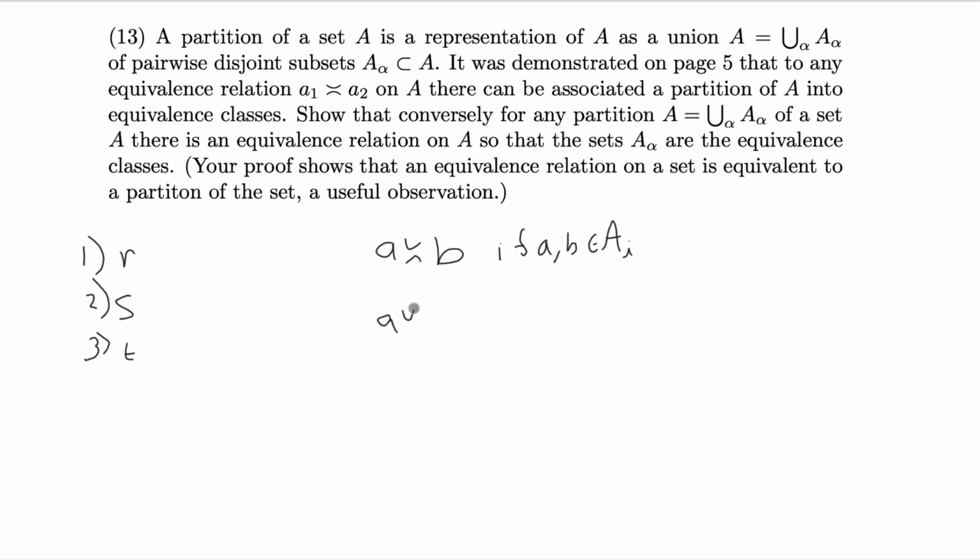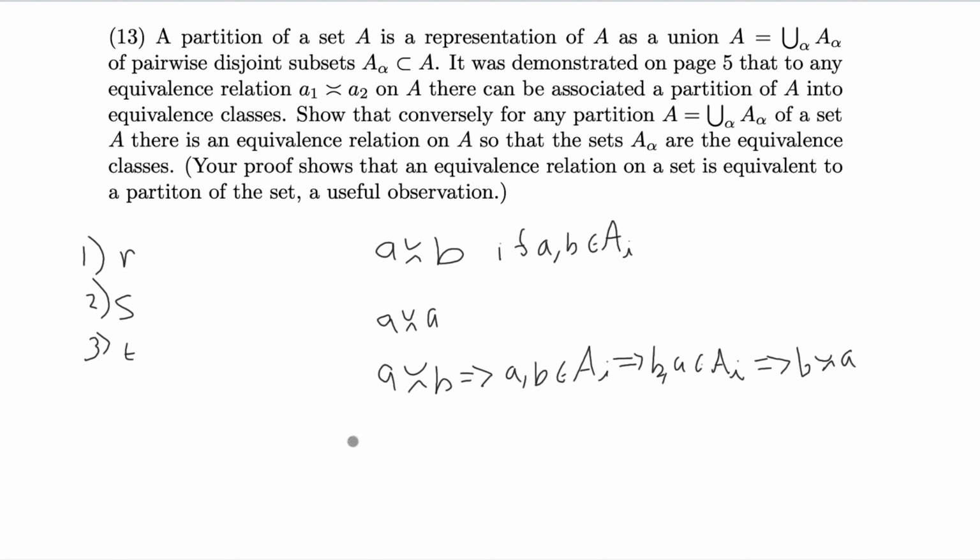So we see that any element A is equivalent to itself, since any element is in a subset, and A is in that subset and A is still in that subset, therefore A is equivalent to A. Next, for symmetry, if we have A equivalent to B, then that implies that A and B are in some element of the partition AI, but we can just rewrite that as B and A are inside that partition AI, and then this implies that B is equivalent to A.